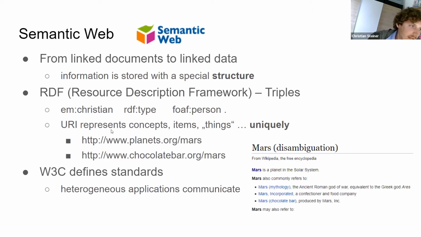So how do we do that? These classes here represent a whole URI, like we have it here. We have the planet Mars, and we have the chocolate bar Mars here as two distinguishable, different concepts. These concepts are distinguished only by their URIs, because the string of Mars is the same in both. If I don't give you any context, even humans couldn't tell whether I mean the chocolate bar or the planet. The W3C defines all these standards that are necessary to do so and to make heterogeneous applications communicate.